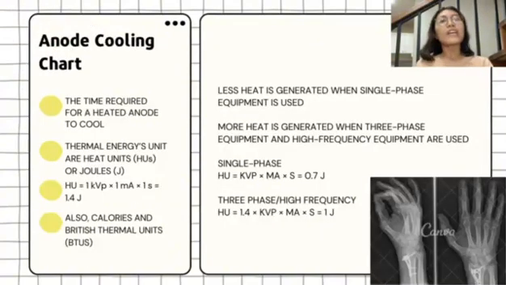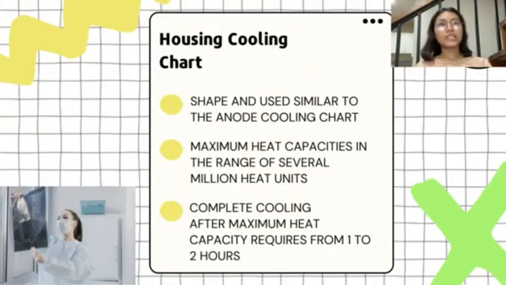The anode cooling chart shows the time required for a heated anode to cool. Thermal energy units are heat units or joules. Housing cooling charts: the shape and use are similar to the anode cooling chart, wherein the maximum heat capacity is in the range of several million heat units and complete cooling takes 1 to 2 hours.